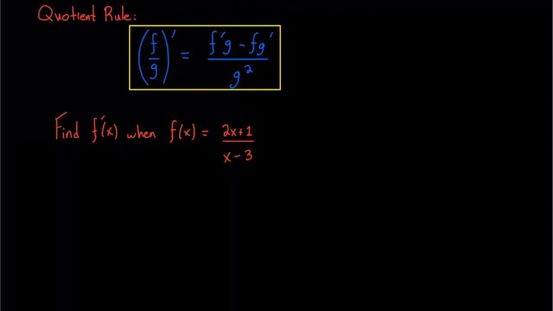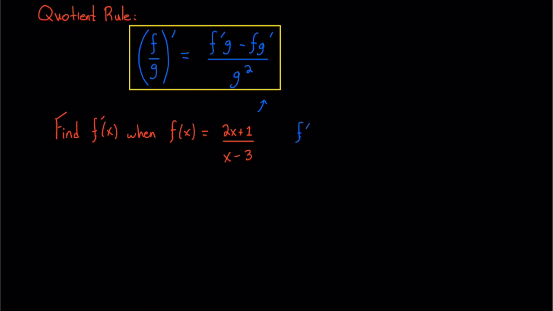So it's asking us to find the first derivative when f of x equals a quantity of 2x plus 1 over the quantity of x minus 3. So looking above, we're basically going to plug this into our formula. So the first derivative equals the derivative of the top times the bottom, the denominator, minus the top times the derivative of the bottom, which is 1, all over the square of the entire denominator.